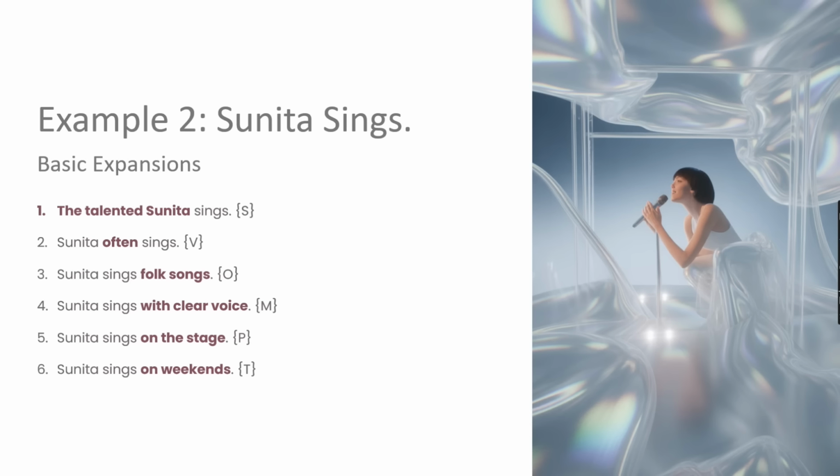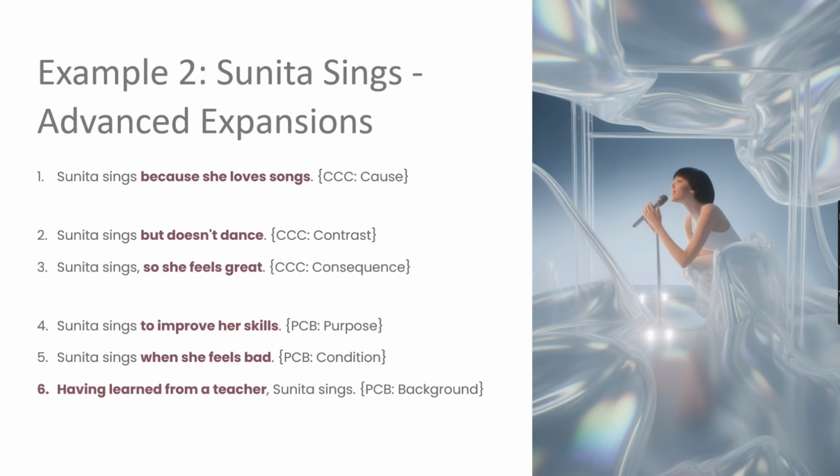If you see the first example where I have added subject, the sentence reads something like this: that talented Sunita sings. In the verb, Sunita often sings. In the object, Sunita sings folk songs. In the manner, how she sings, Sunita sings with clear voice. In place, Sunita sings on the stage. Time, Sunita sings on weekend.